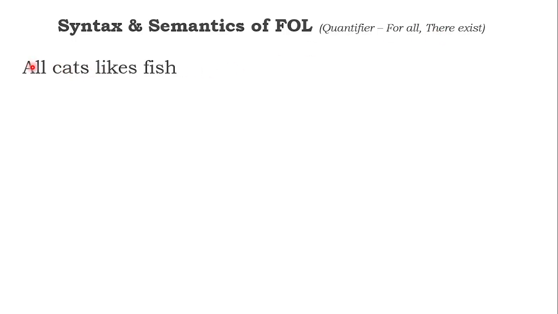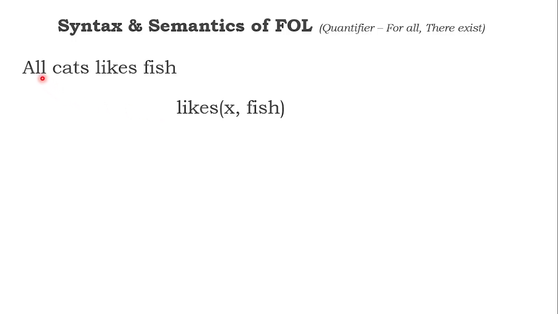So how to represent this? The term all is nothing but a quantifier. For the time being, don't look at this particular all. What you are seeing is: cats like fish. You represent it as Likes(cats, fish). But whenever a quantifier is coming, don't use the subject cats. Use a variable x. So x likes fish.